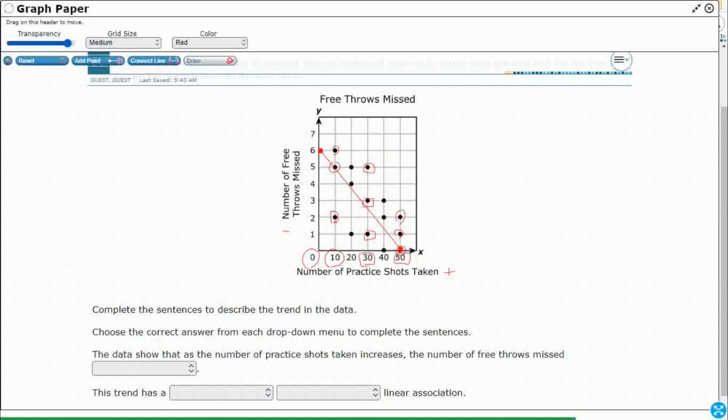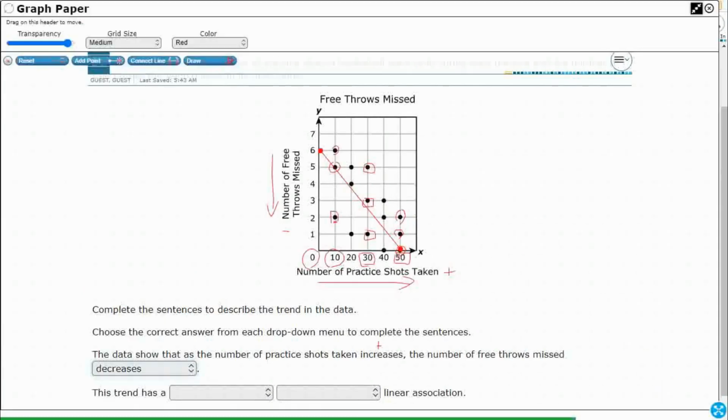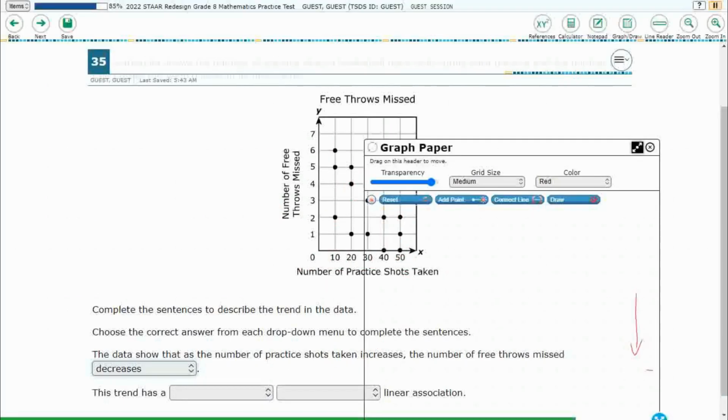So let's see what this says here. The data show that as the number of practice shots increases, okay, so as we go this way, what happens to the number of free throws missed? Okay, so the number of free throws missed is going to go down. That's what we were just talking about. So we're going to do our decreases right there. Okay. Now the trend, this trend has a blank. See what our 2 options are. A strong or weak, and then negative or positive.